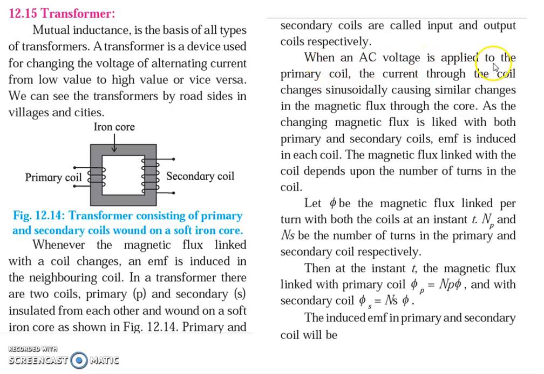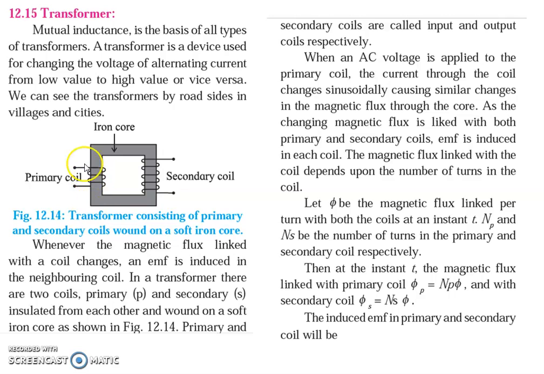Now when an AC voltage is applied to the primary coil, the current through the coil changes sinusoidally, causing similar changes in the magnetic flux through the core. As the changing magnetic flux is linked with both the primary and secondary coils, EMF is induced in each coil. The magnetic flux linked with the coil depends upon the number of turns in the coil. So if an alternating voltage is applied to the primary coil, it causes similar sinusoidal changes in the magnetic flux through the core.